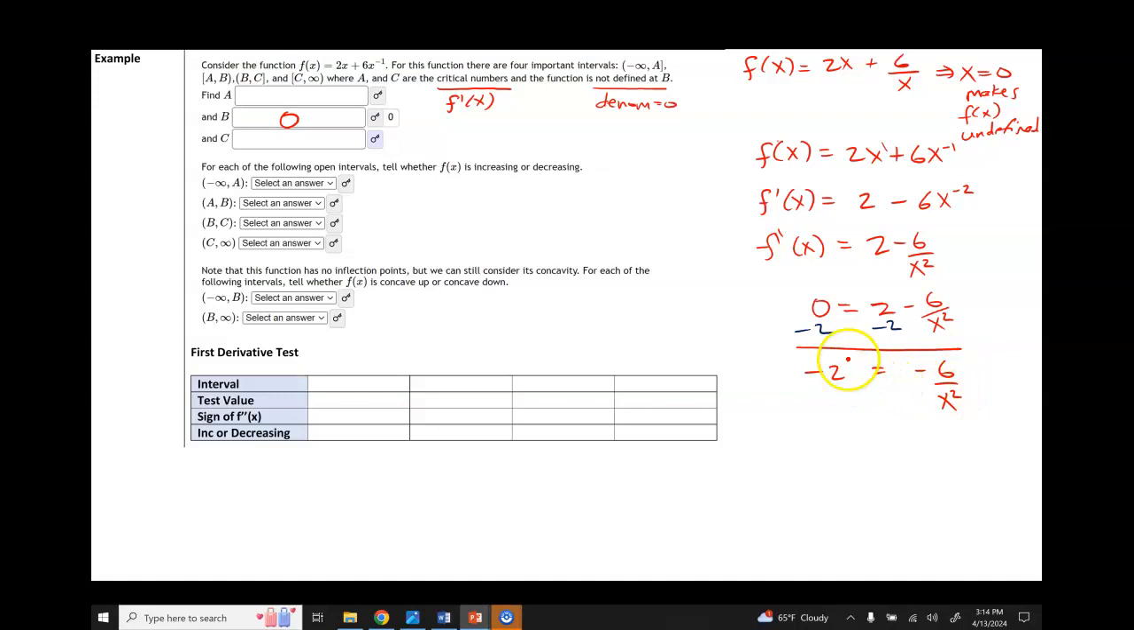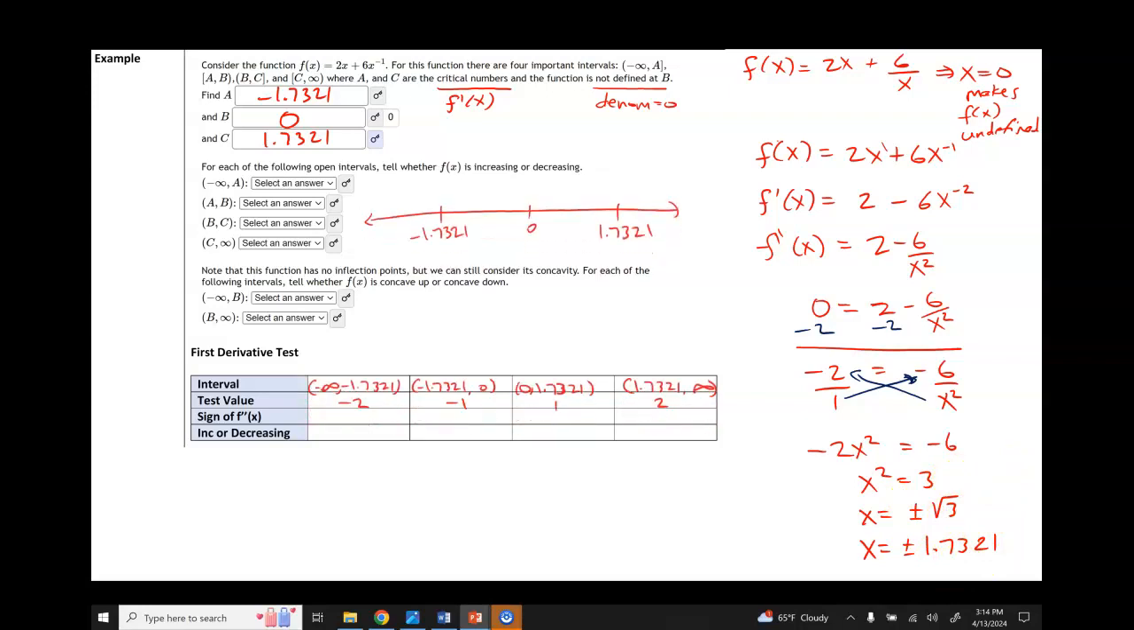But the x squared has to be on the numerator. So think of it like negative 2 over 1. A shortcut is we can just cross multiply. So the x squared goes to the numerator, and the negative 2 goes to the denominator. If you divide both sides by negative 2, we get x squared equals 3. If you square root that, we're going to get x equals plus or minus radical 3, which is 1.7321. So those are going to be our critical numbers, and we already know it's undefined at 0.